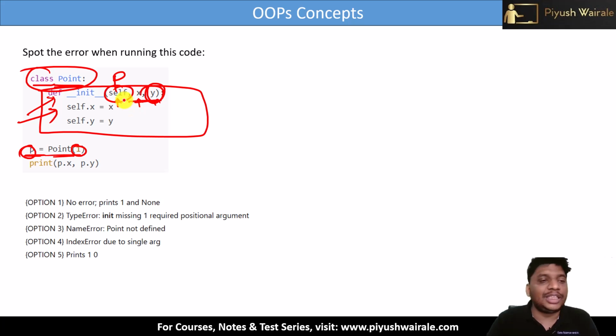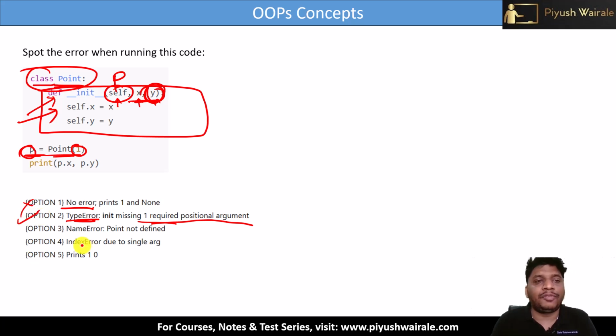Which type of error? Let's see the options. No error, print 1 and None? No. Option 2, type error. Yes, this particular function is missing one required positional argument. This argument is missing here, right? So option 2 is correct.